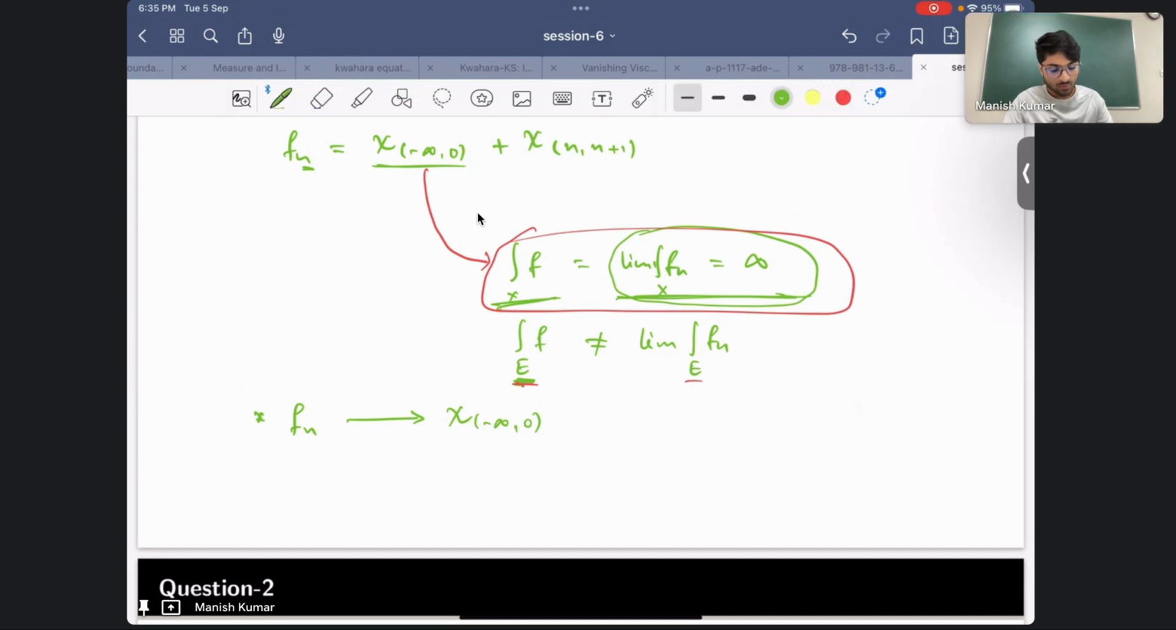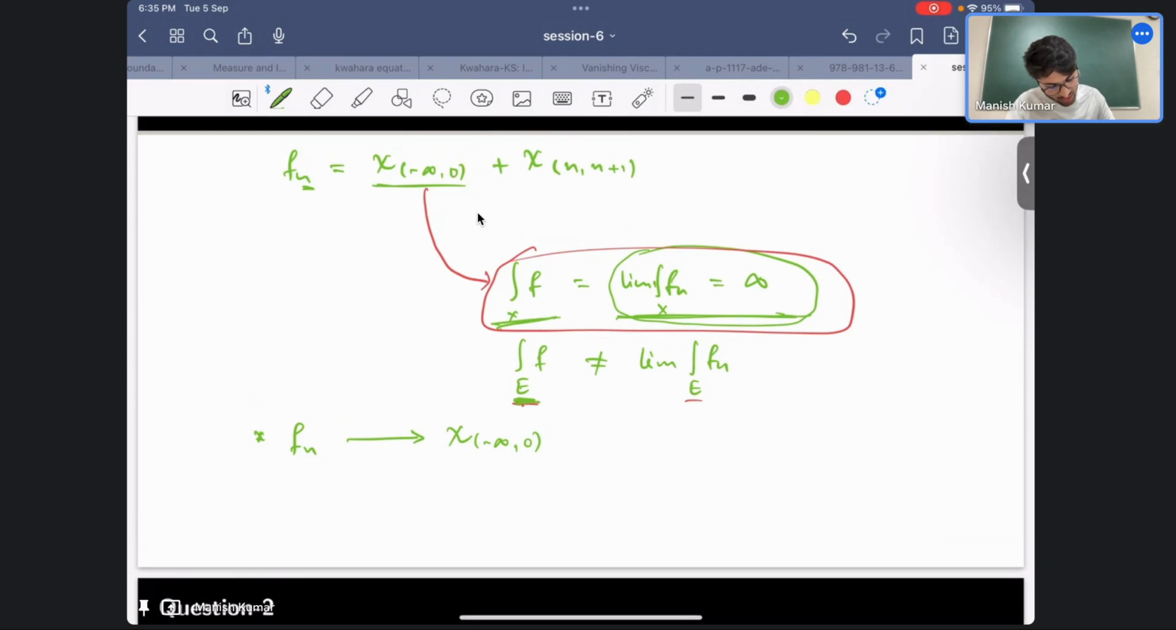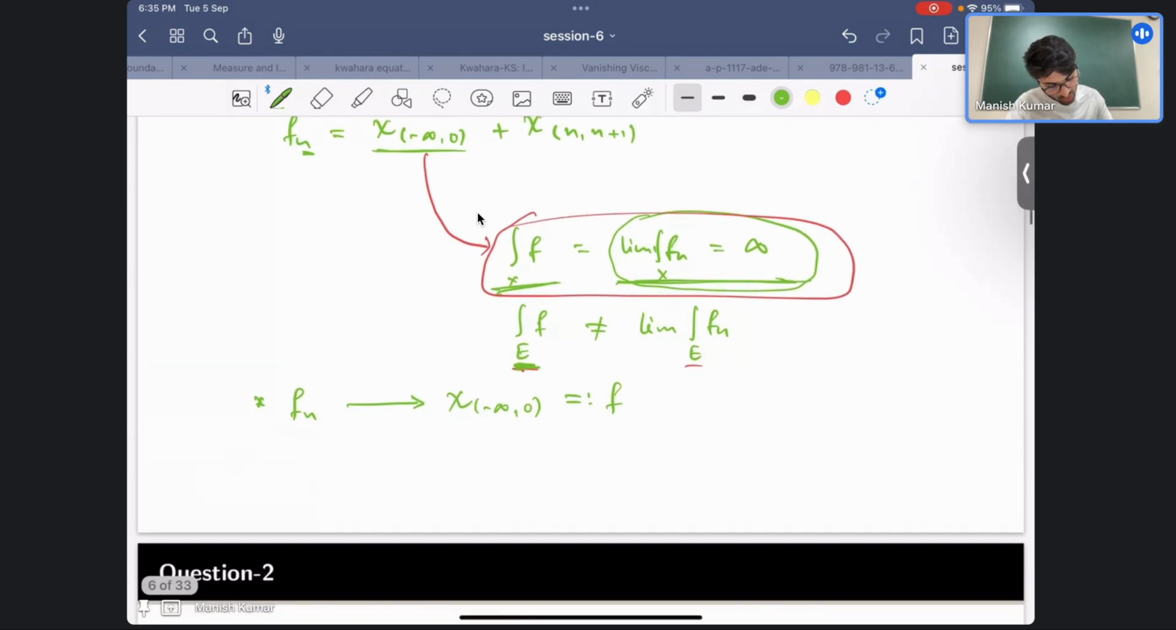Yes, sir. So this is the limit function. Now just calculate this integral. What you need to make sure is that this e must not be this one. So this is your f, so let me name this. So this is your limit function. Now if you integrate over something over here, you'll get some non-negative value.